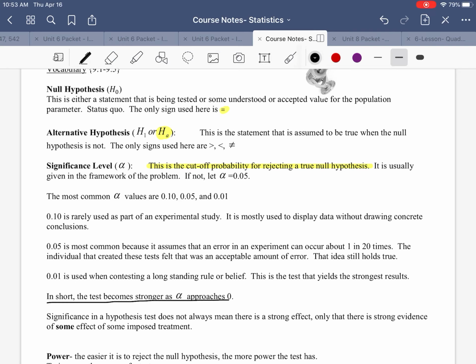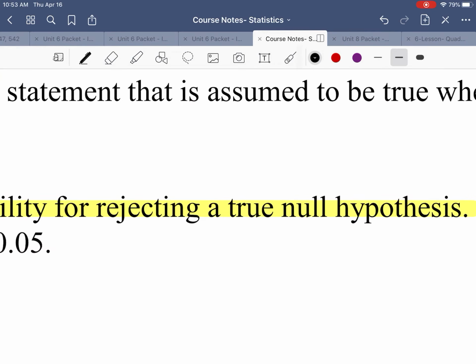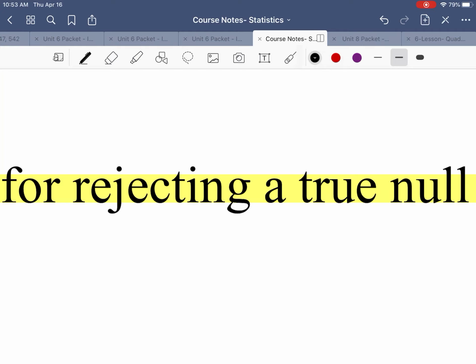All right, so again, going back to that, this is the cutoff probability for rejecting a true null hypothesis. So let's just kind of zoom in here. Reject, true.